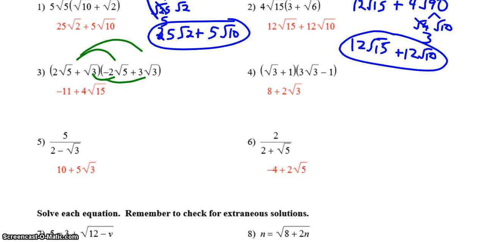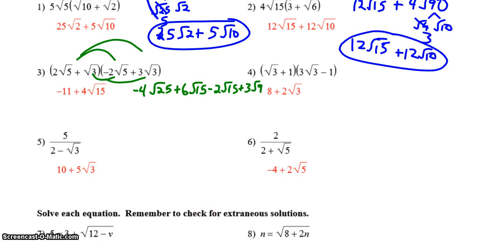So 2 root 5 times negative 2 root 5 is negative 4 root 25. 2 root 5 times 3 root 3 is 6 root 15. Then I'm going to move over to the root 3. Root 3 times negative 2 root 5 is negative 2 root 15. And root 3 times 3 root 3 is 3 root 9.